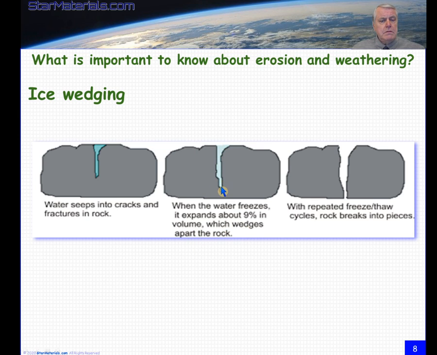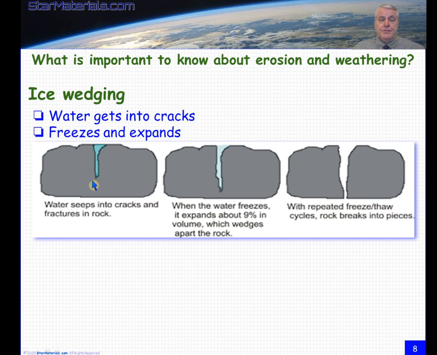So that's how the ancients used to split up large boulders. They would pound rods into it, drill holes, fill the holes with water, and overnight they would freeze and break the rock. And then with repeated freeze-thaw cycles, rock breaks into pieces. So the water gets in the cracks, it freezes and expands.